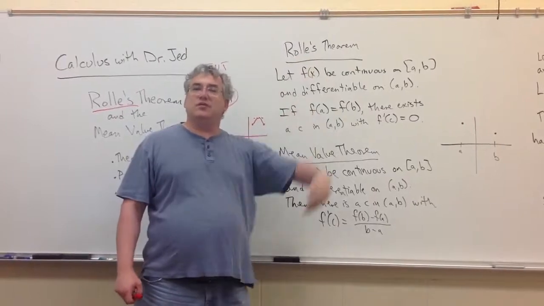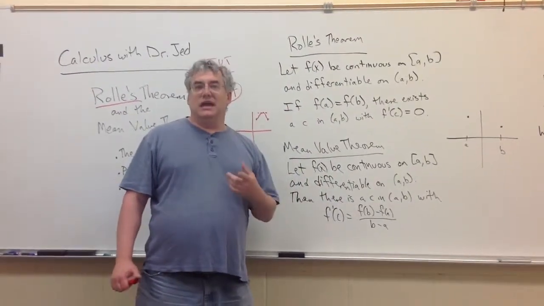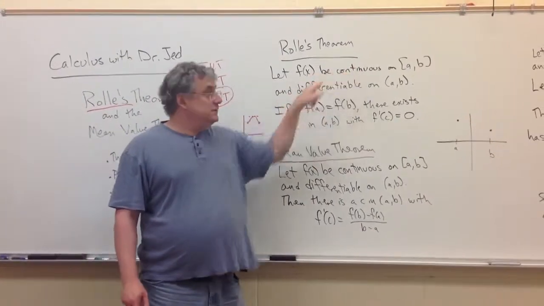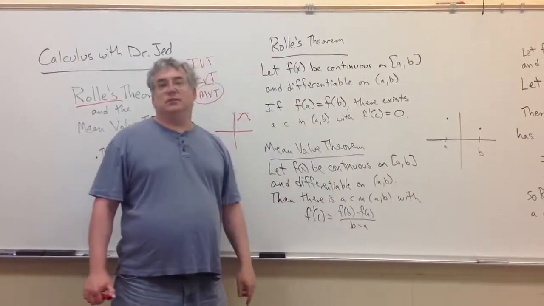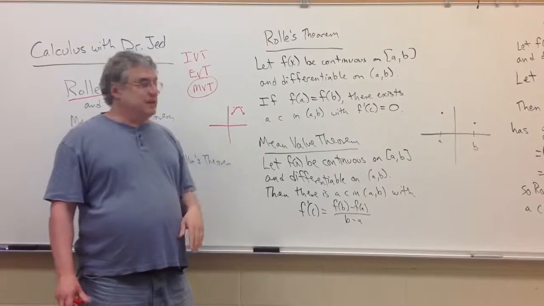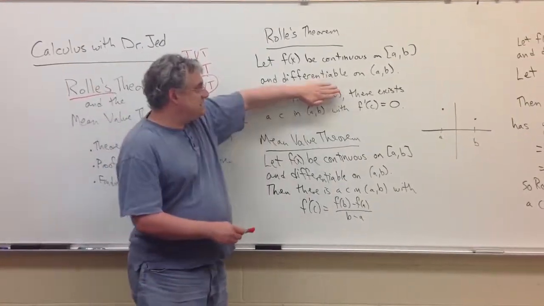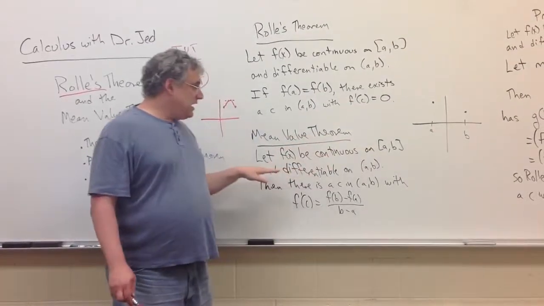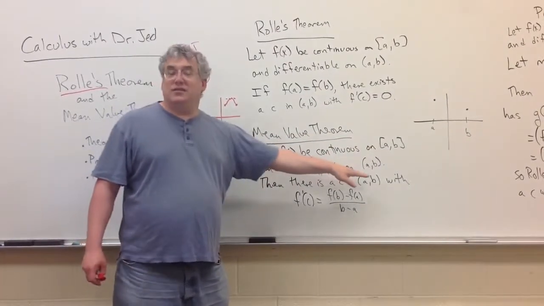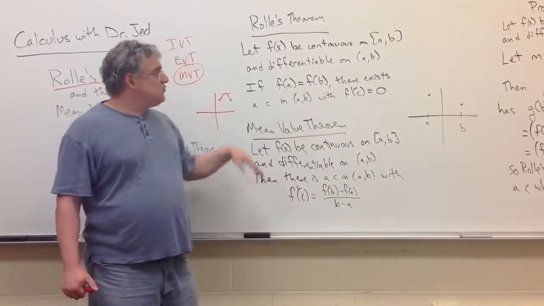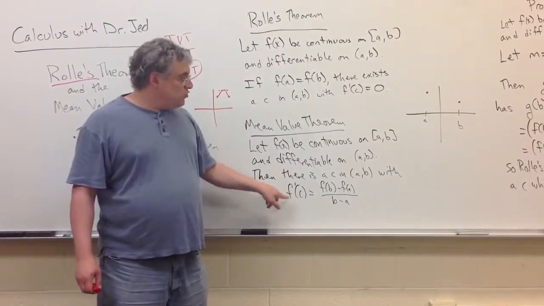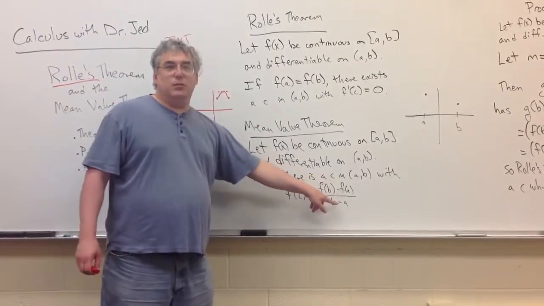You can't go from here to here without being flat somewhere, unless you jump. Unless you have a problem with the derivative somewhere, then you can. Now, if there is no problem with the derivative, if it's continuous, there is always a place where the derivative is 0. The mean value theorem takes this one step further and says, let's get rid of this condition. Same starting, if it's continuous on the interval, if it's differentiable on the interval, then regardless of the start and stop, there's going to be a place in the middle where the derivative is equal to the secant slope.